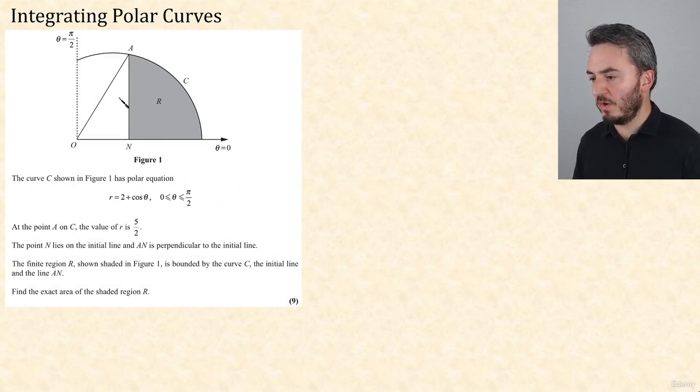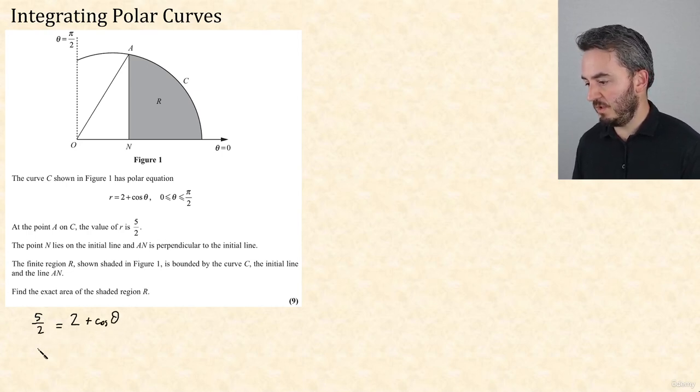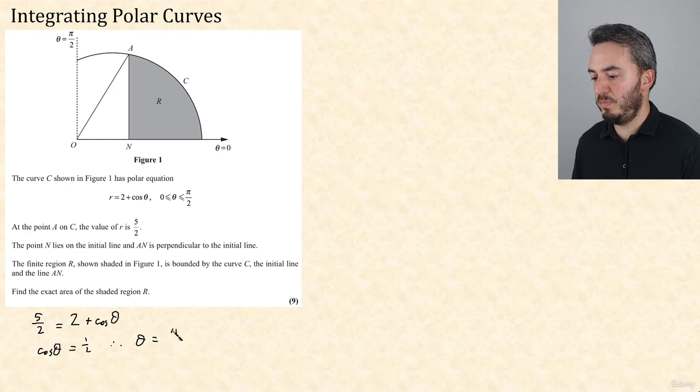So what do I know? I know that r is 5 over 2 at that point. So I think I can just sub 5 over 2 in here. Let's just do that down here. So I have 5 over 2 is equal to 2 plus cos theta. So cos theta equals a half, and therefore theta is pi over 3. Okay, so theta equals pi over 3 there.